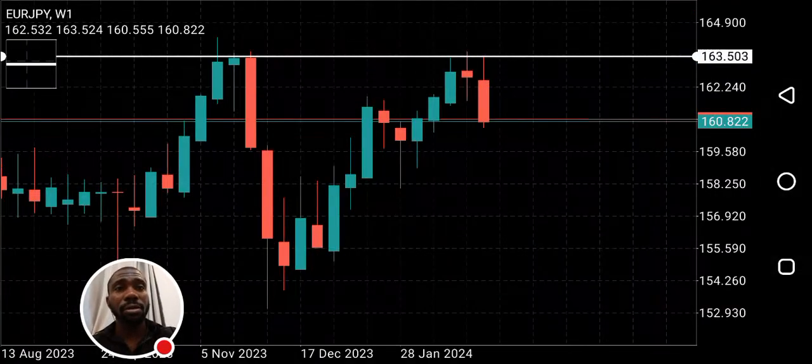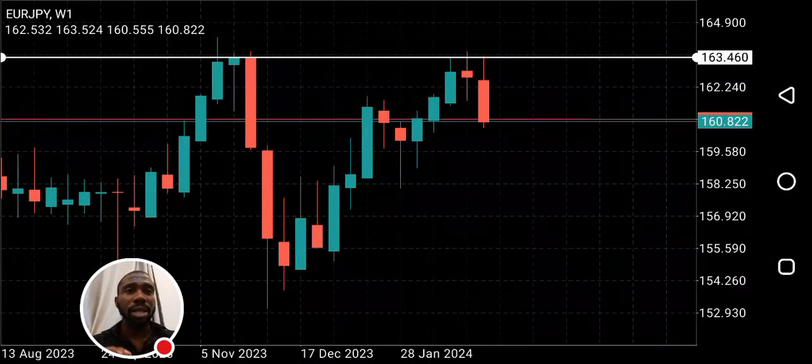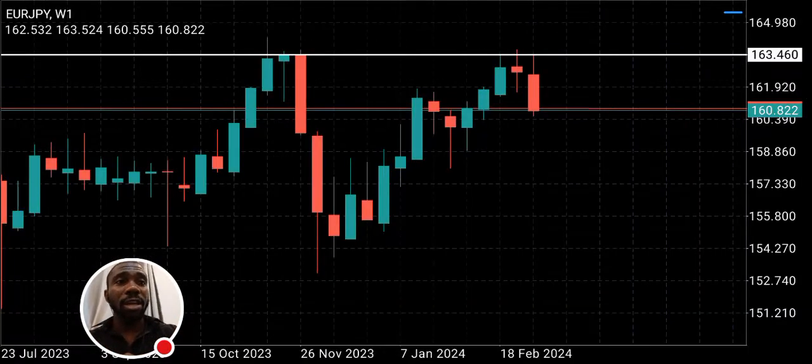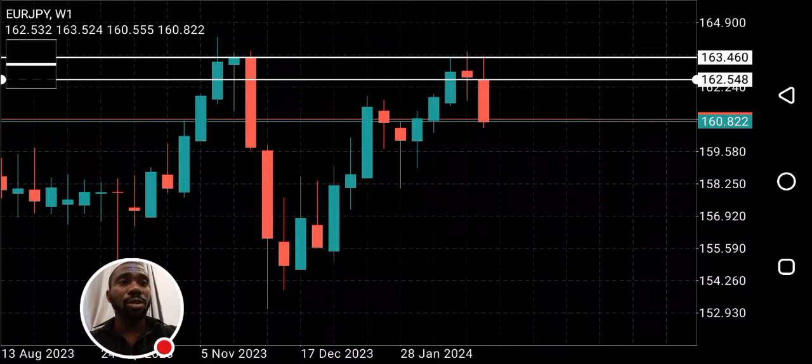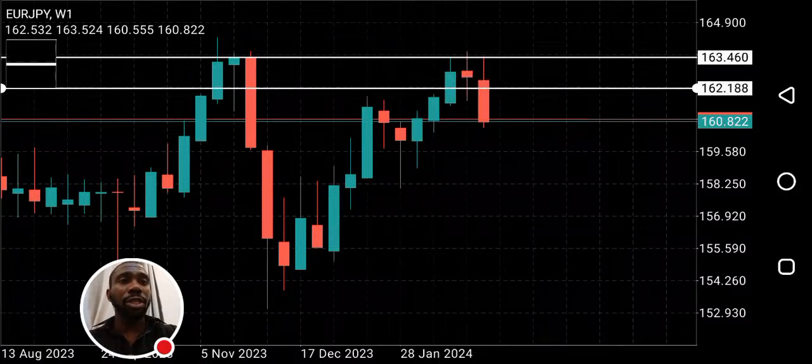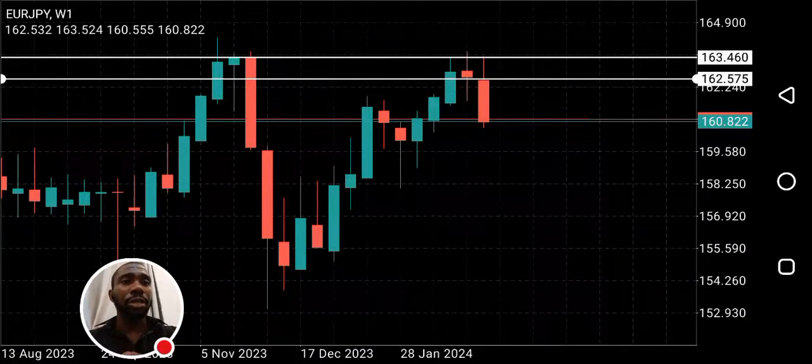I think price tested this previous resistance level. You can see price tested the previous resistance level, strong rejection from that level, and a bearish reversal pattern formed at that level. So we should have considered selling Euro JPY after the close of this spinning top. This would have been a good entry for EJ.